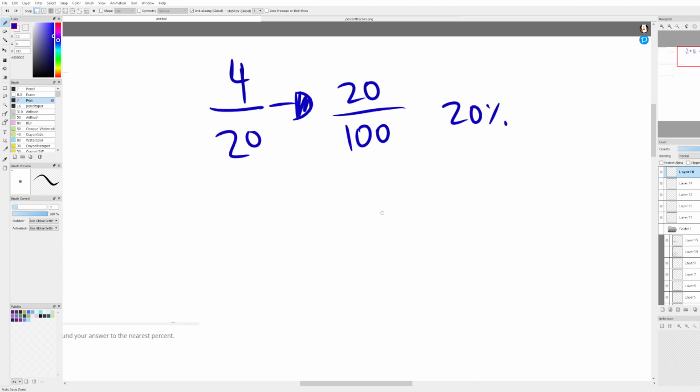20%. That is the longer way. And it doesn't really work if you have something like 4 over 24, or a gross number like that. That doesn't really evenly go into 100.